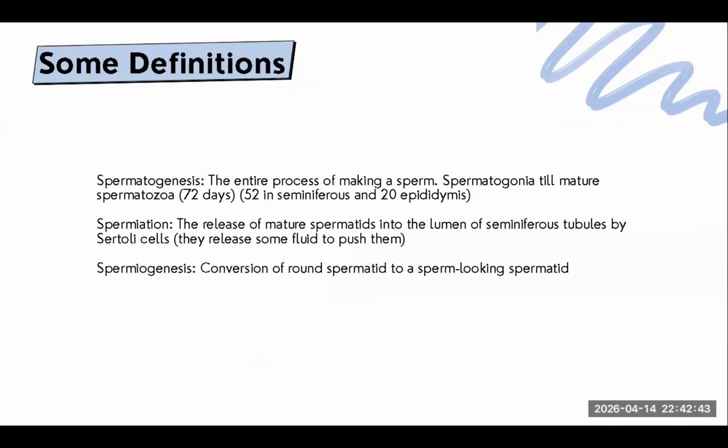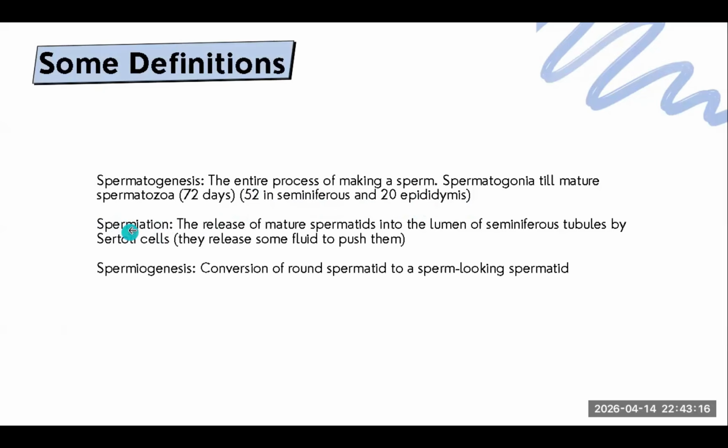Some other definitions, quite important, so please focus. Spermatogenesis is the entire process of making a sperm. It goes all the way from spermatogonia until we have a mature spermatozoa or a mature sperm. And the length of this process is 64 to 72 days. Remember this number, 72 days. 52 of those days are spent in the seminiferous tubules, and the other 20 days are spent in the epididymis, where the non-motile sperm gains motility.